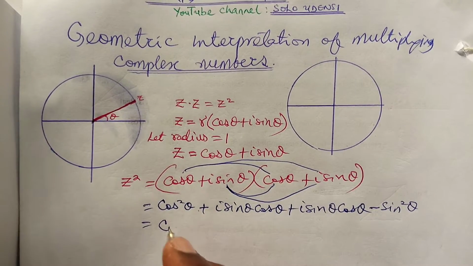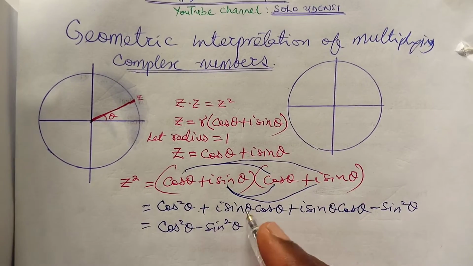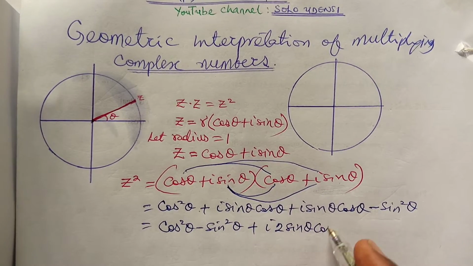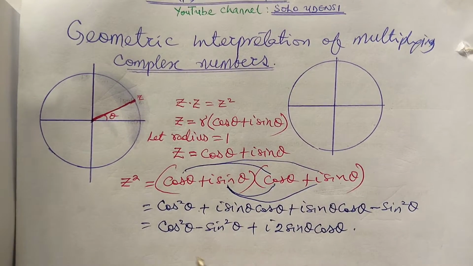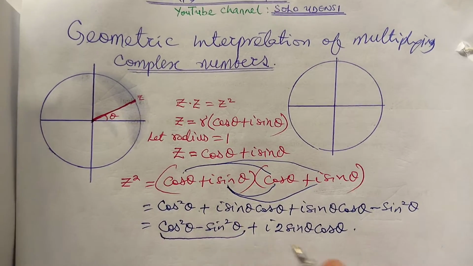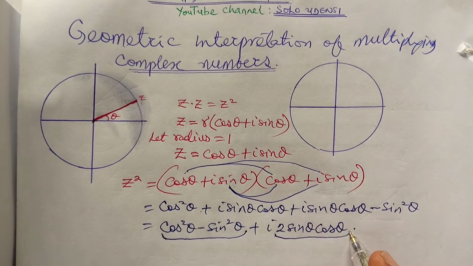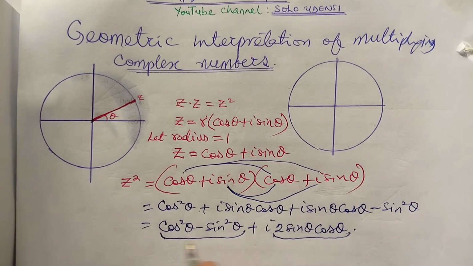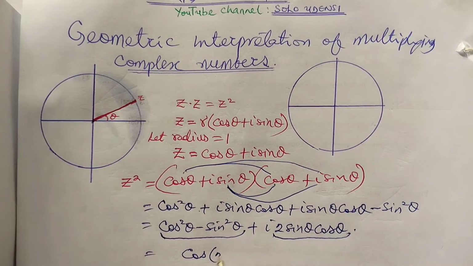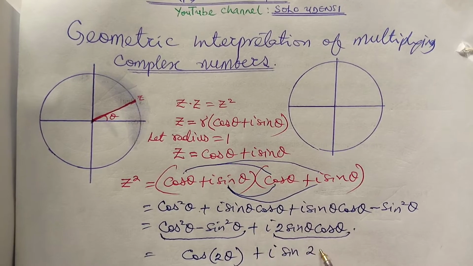So we'll have cos squared theta minus sine squared theta, plus, since these two are the same, i 2 sine theta cos theta. You see now that this is the real part of the new complex number that we have obtained, and this is the imaginary part. And from trigonometric ratios, this is just cos 2 theta plus i sine 2 theta.